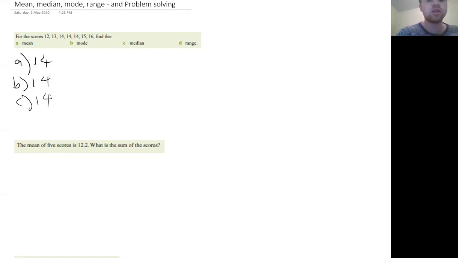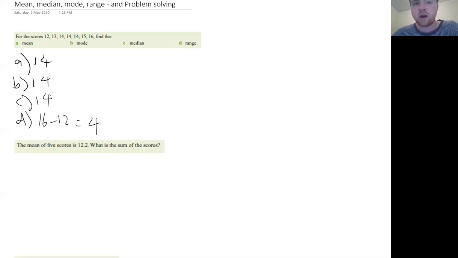And then the range, we just need to do the largest one, take away the smallest one. So it's going to be 16 minus 12. So the range is 4. Okay, so pretty straightforward for this one. Just using our definitions for those terms to find out the answer.